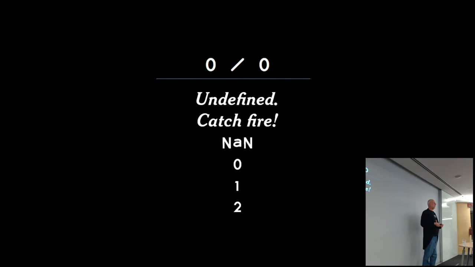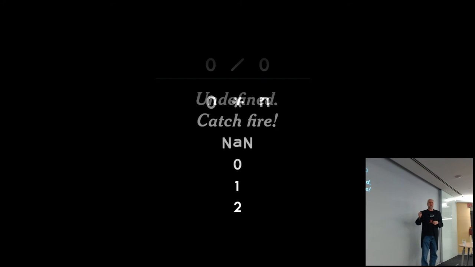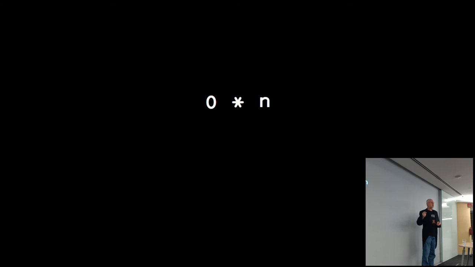So why do I care about what zero divided by zero is? It's because I'm actually more concerned with this case. What is zero times n? Any guesses as to what that should be? Zero. Zero, yeah, I think zero is the right answer.